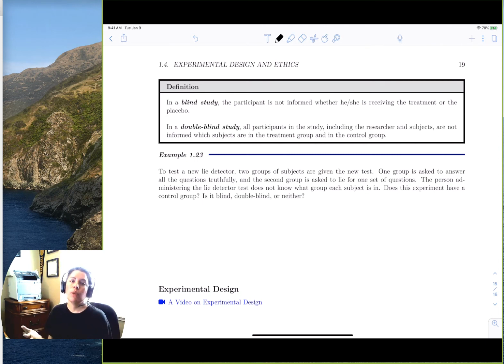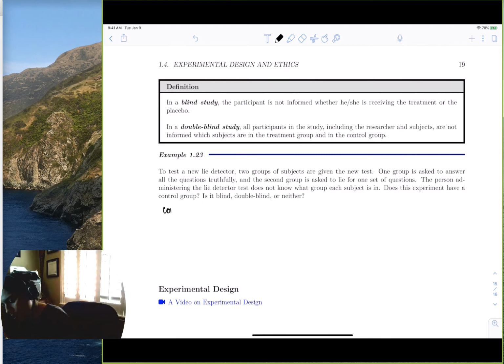So with the lie detector test, the control group would be the one that's status quo, no change. Go ahead and tell the truth, right? So the control group would be the truth group, as I call it. Which means that the treatment group is what? The liars.